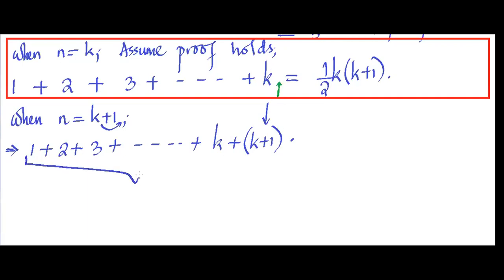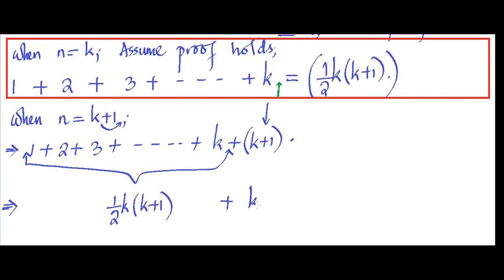But you already know this sequence up to k. The sequence up to k, we know its sum. That's why I told you we are going to use it. Its sum is a half k into k plus 1. But we are moving forward beyond it by k plus 1.